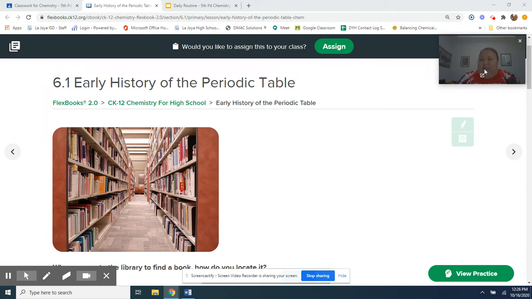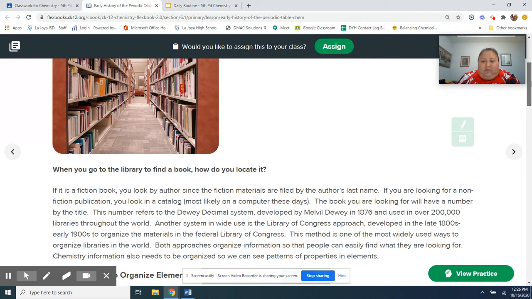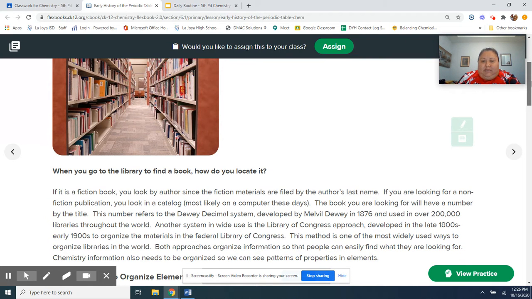And let's get started. So, early history of the periodic table. Everything has a history, even the periodic table. This topic for today talks about the first attempts to organize elements. And of course, they were failures, okay? They did use some of their information to create today's periodic table, but overall they're not considered.